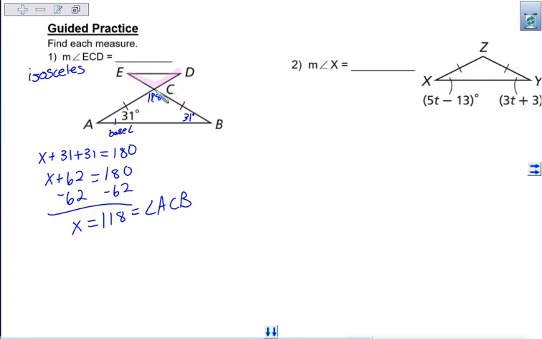What can you tell me about angle ECD compared to angle ACB? What kind of angle pair are they? They are vertical angles, and vertical angles are congruent. So that means that angle ECD is also 118 degrees.